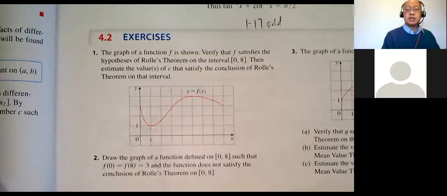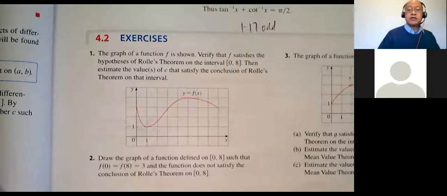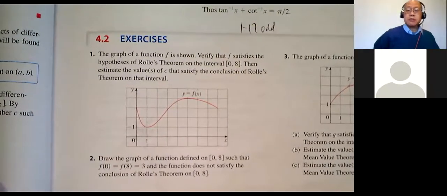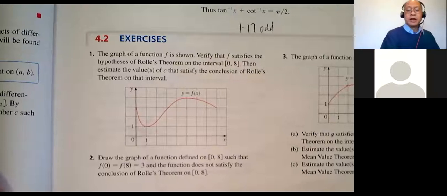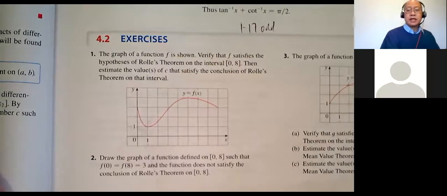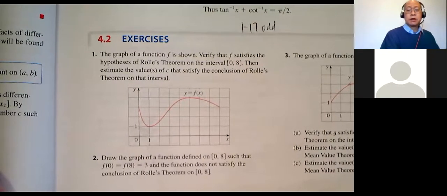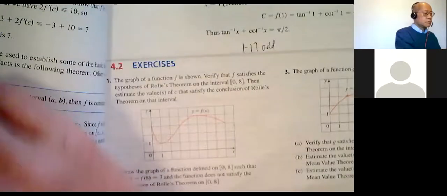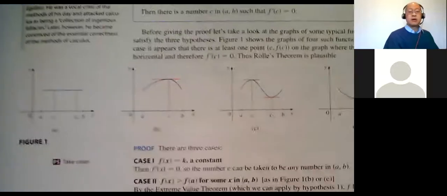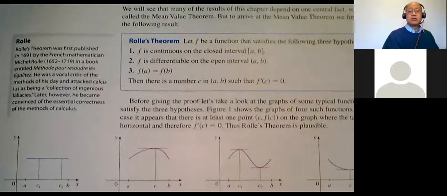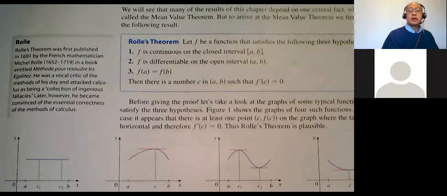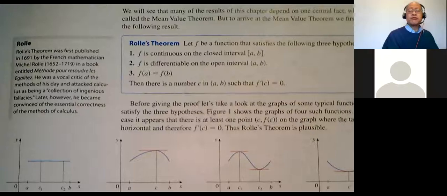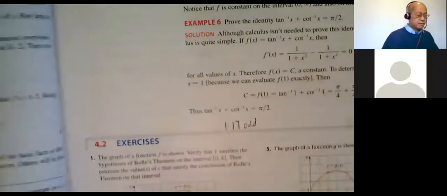All right, number one. The graph of a function is shown. Verify that f satisfies the hypotheses of Rolle's theorem on the interval from 0 to 8. Then estimate the values of c that satisfy the conclusion of Rolle's theorem on the interval. So what are they talking about here? Rolle's theorem, number 1 and 2: continuous on a closed interval, differentiable on an open interval.